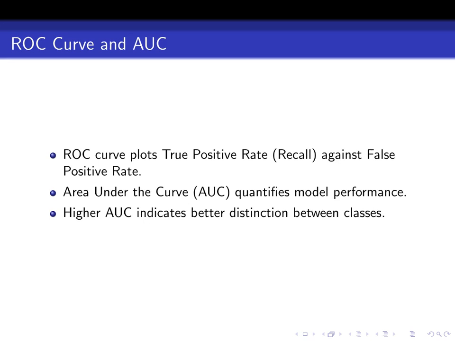ROC curves and AUC provide a broader view of model performance. The ROC curve plots the true positive rate against the false positive rate at various thresholds, showing how well the model distinguishes between classes. The area under the curve, or AUC, quantifies this performance, with higher values indicating better distinction between positive and negative classes.